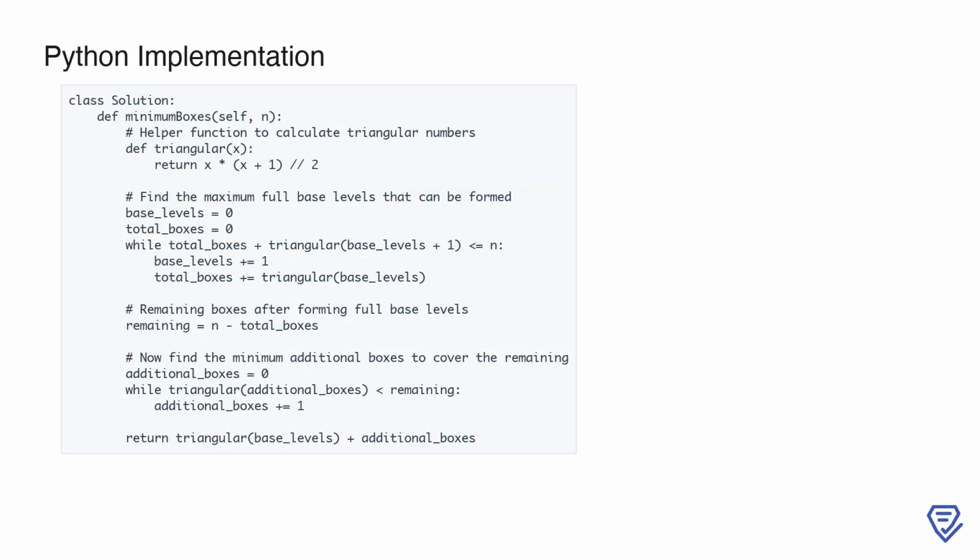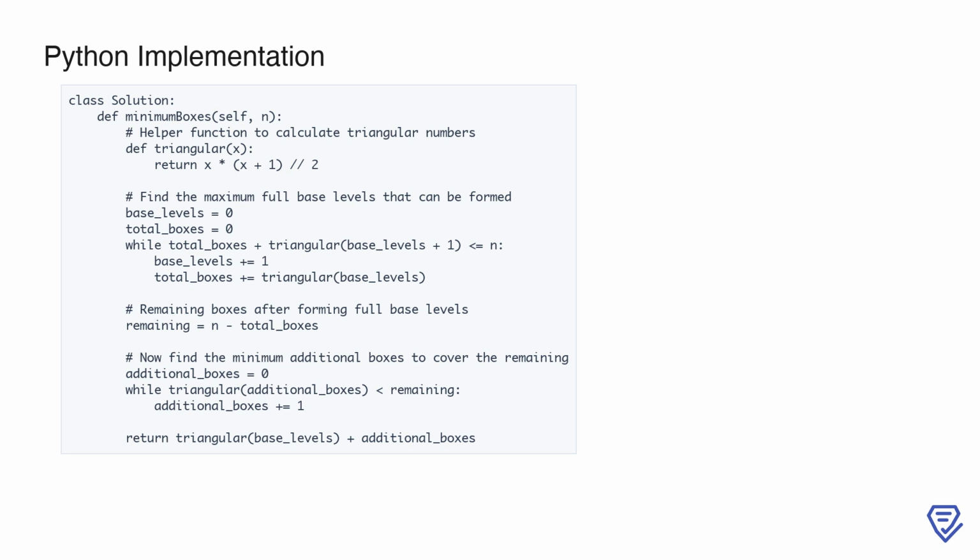This solution involves calculating the minimum number of boxes required to form a pyramid structure with n boxes. The problem is essentially about building levels of pyramids where each level requires a triangular number of boxes. The function triangular(x) is a helper function to compute the triangular number for a given x, using the formula x(x+1)/2. This is a fundamental step since triangular numbers define the number of boxes needed for each level.